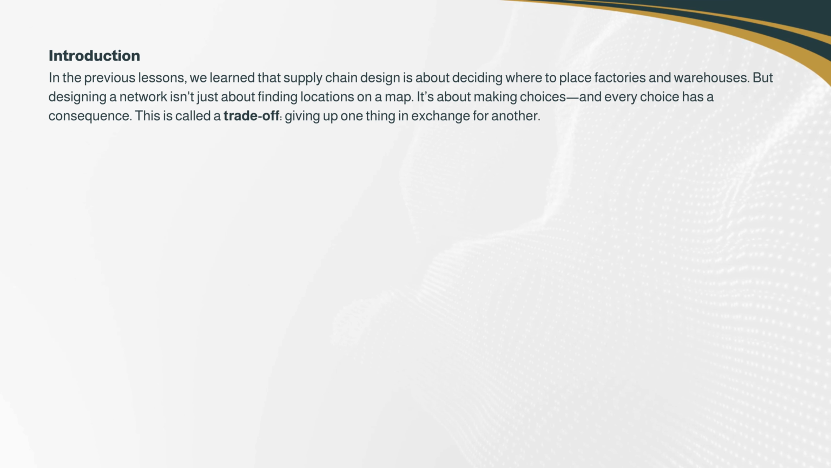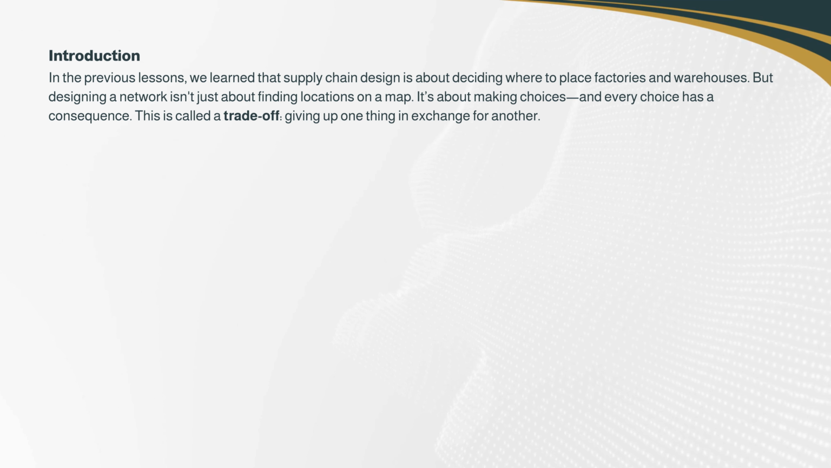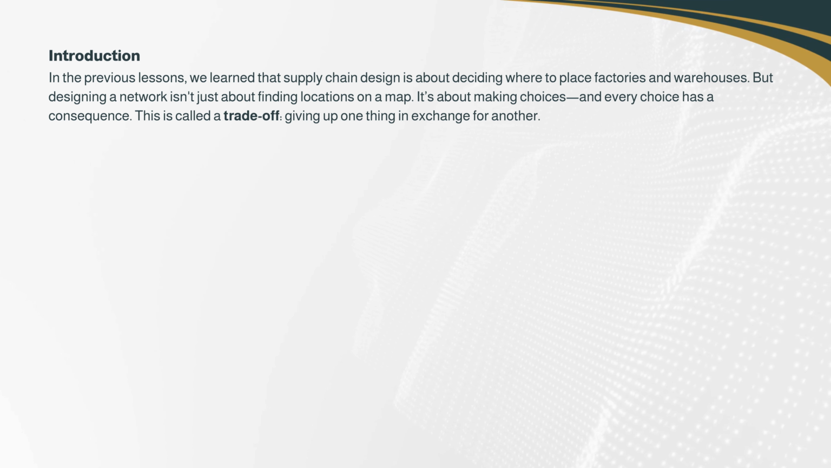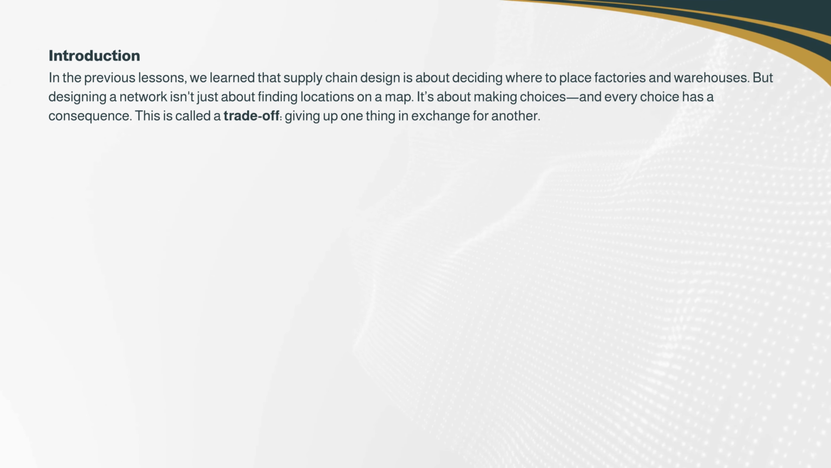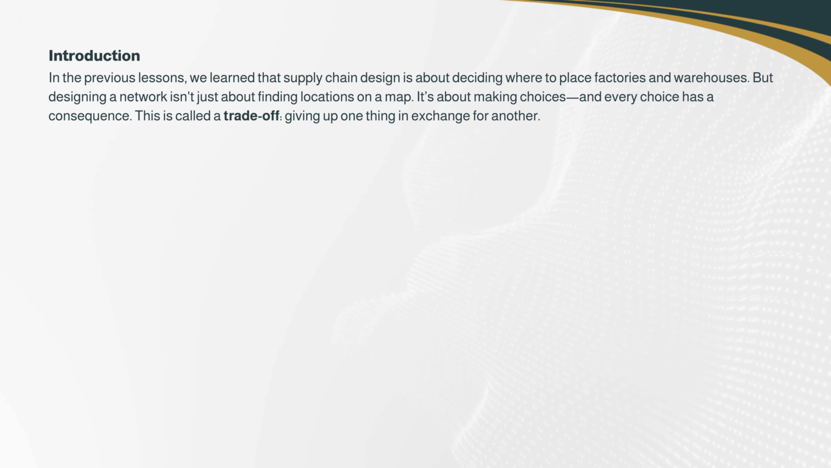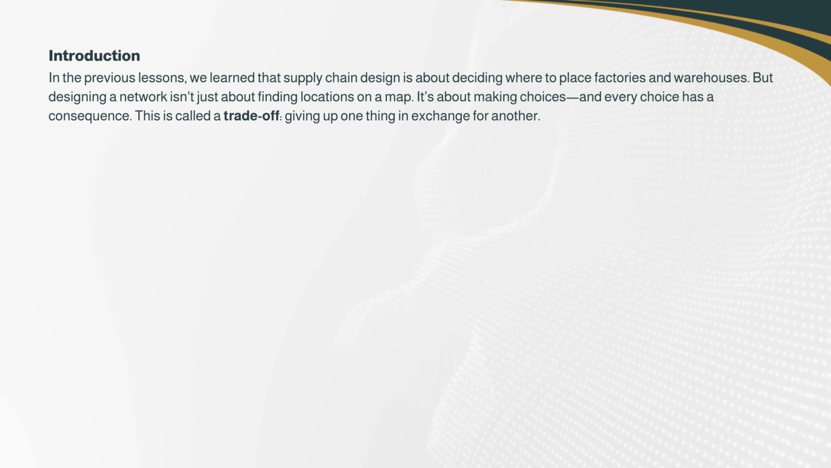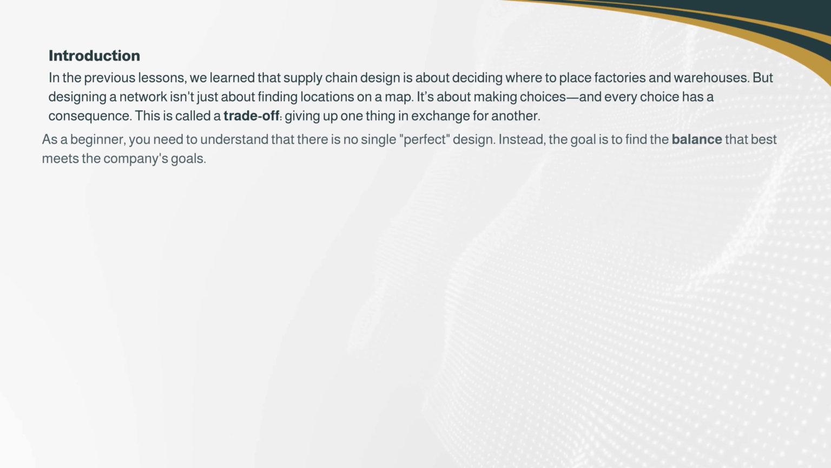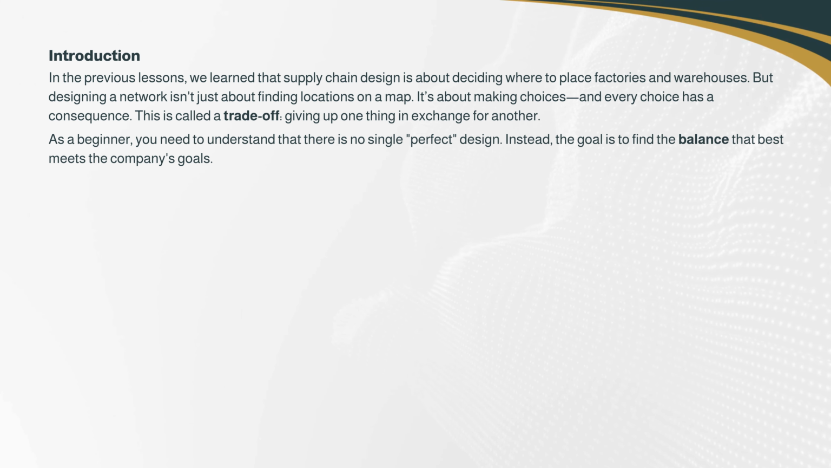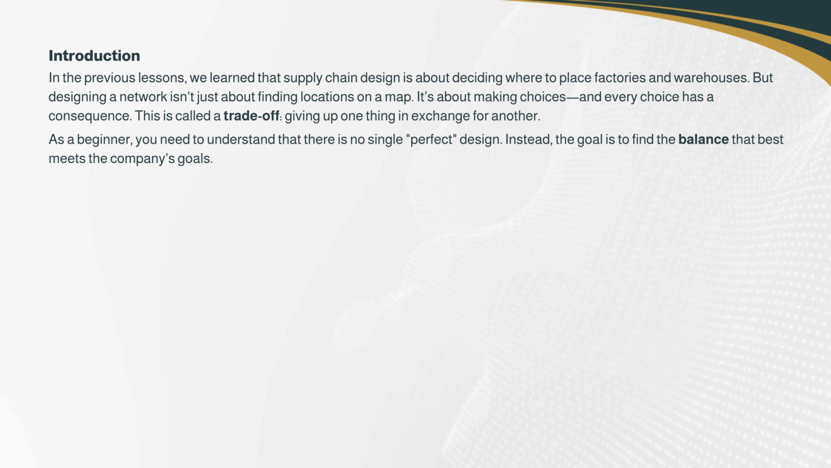Introduction. In the previous lessons, we learned that supply chain design is about deciding where to place factories and warehouses. But designing a network isn't just about finding locations on a map. It's about making choices, and every choice has a consequence. This is called a trade-off, giving up one thing in exchange for another. As a beginner, you need to understand that there is no single, perfect design. Instead, the goal is to find the balance that best meets the company's goals.